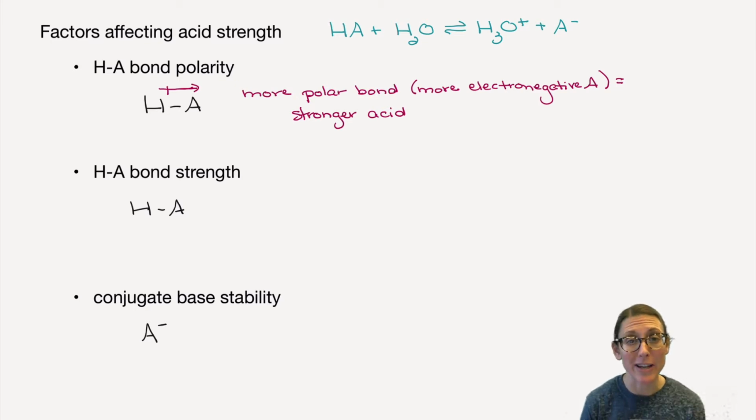Similarly, for bond strength, if you have a weaker bond, it's going to be easier to break it, and it's going to be easier for that hydrogen atom to leave, thus forming a stronger acid.